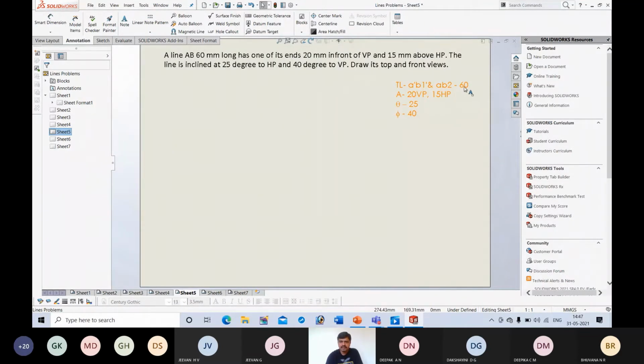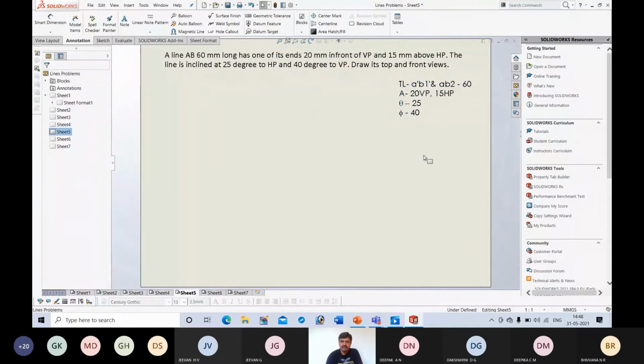One is true length of the line, 60, this is one data. Next, position of the point A with respect to VP and HP, these are two data. So 20 from VP one data, 15 from HP, that is another data. So totally we have three data. Next, true inclination with respect to HP, fourth data, true inclination with respect to VP, fifth data. Totally we have 5 data. This is sufficient to solve the problem.